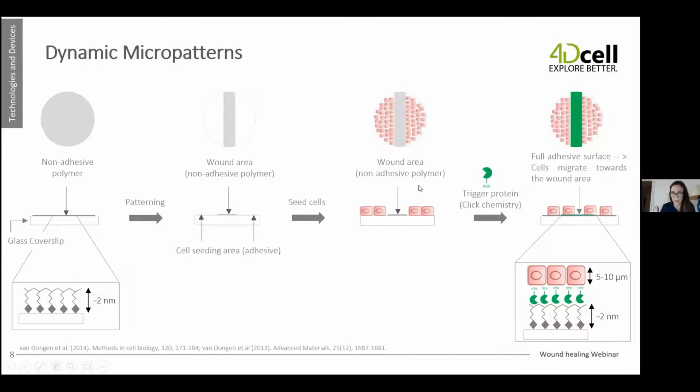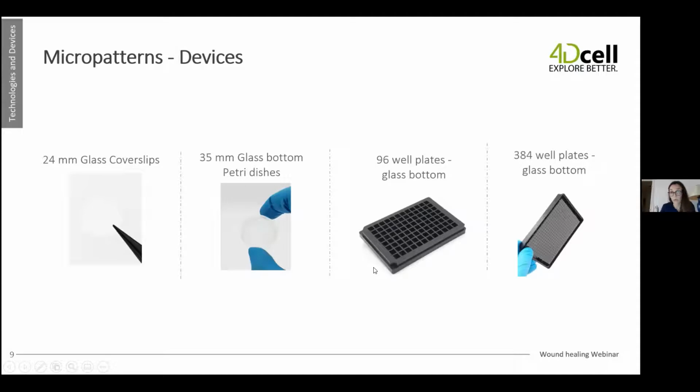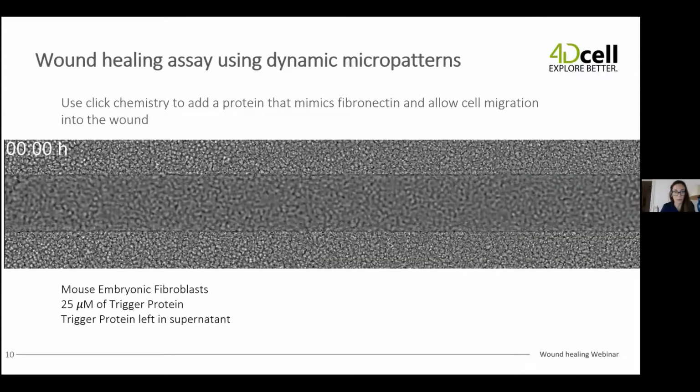So these dynamic micropatterns for the wound healing are provided, for example, in glass cover slips, as I gave you the example, also in glass bottom Petri dishes, but also in multi-well plates of 96 and 384 wells. And this format with the multi-well plates is very convenient if you want to, for example, screen a large library of compounds, or if you want to compare many different conditions at the same time. So now I'm going to pass the word to Patricia, who is going to give you some specific examples.